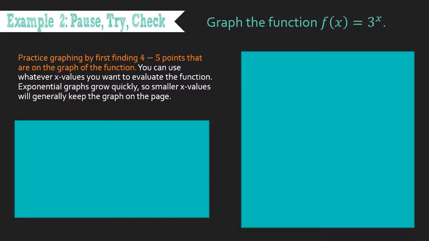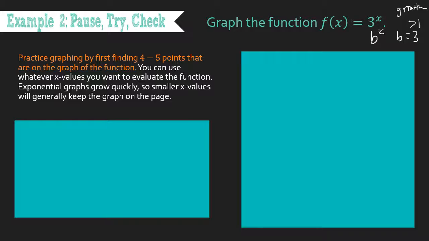Okay, so we have a second example. If you want to try one on your own and then come back and check, we have the function f of x equals 3 to the x. So just like before, my b value again is 3, which is greater than 1. So I'm going to have an example of growth when I am drawing my graph.